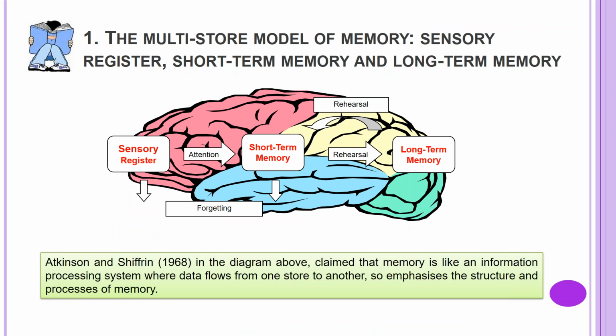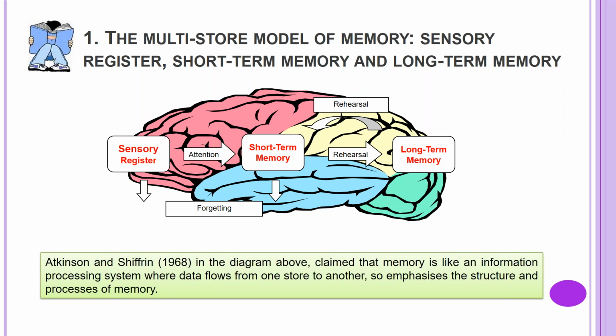So, the multi-store model of memory, including sensory register, short-term memory and long-term memory. As you can see from the diagram, information enters the sensory register and then through attention goes to short-term memory. Then through rehearsal goes to long-term memory. If rehearsal is prevented, information is forgotten.